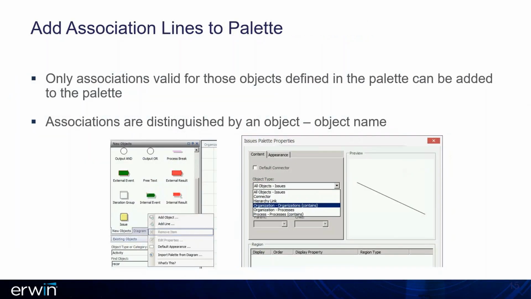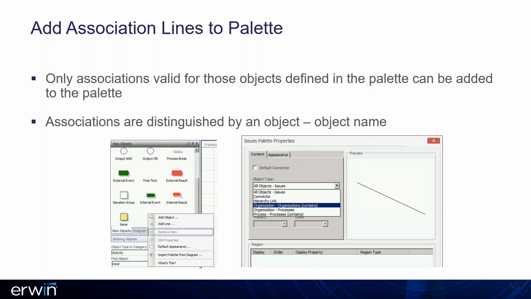Once you've added an object, you can add either connectors or association lines. And the associations are only available to be added for the object types that are already on the palette. So if you've added, for instance, a process and an organization, then you're able to add the process to organization association. But if you haven't added the organization, then you won't be able to add that line. So the association lines only work for the objects that have already been added.